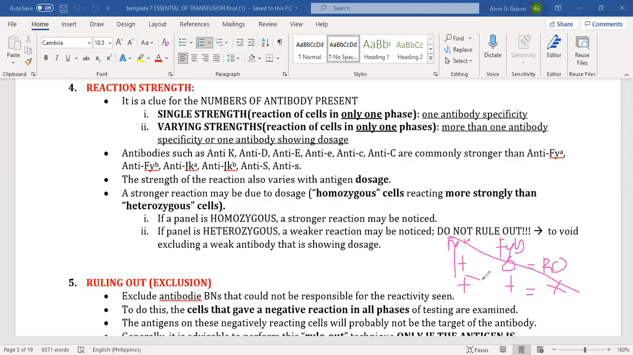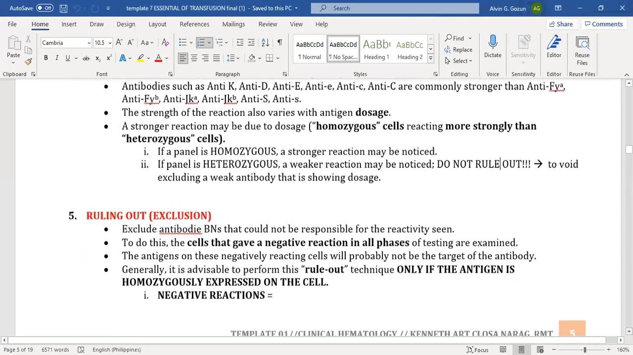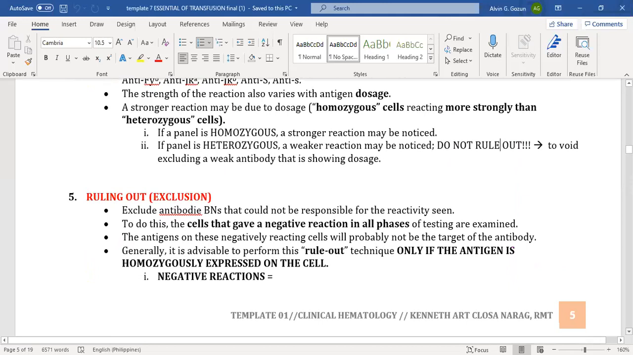So, remember this. Next, let's proceed with ruling out or exclusion. So, in ruling out or exclusion, sabi dito, exclude antibodies that could not be responsible for the reactivity seen. Alam niyo yan, di ba? Kina-cancel nyo na kapag wala namang reaction.